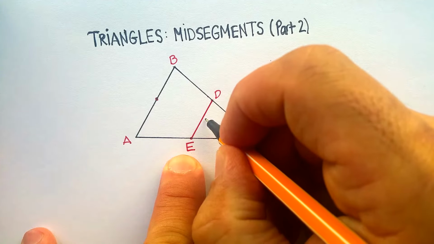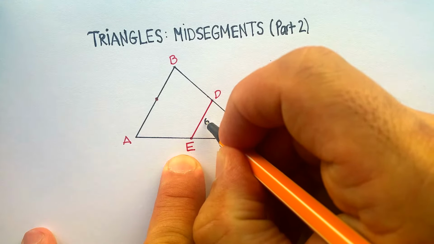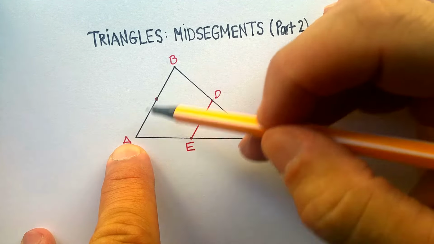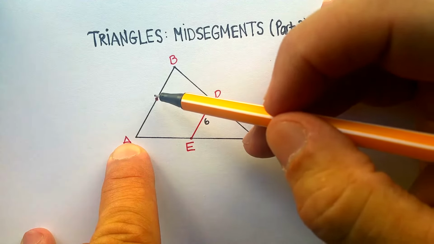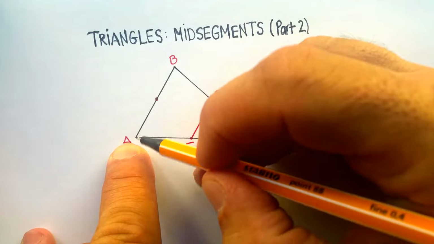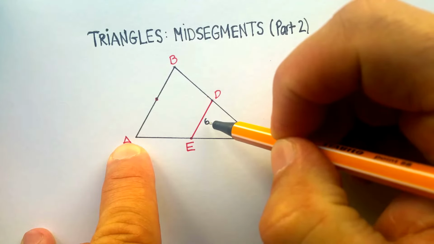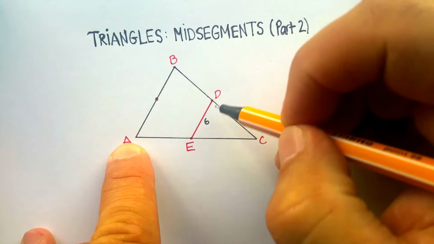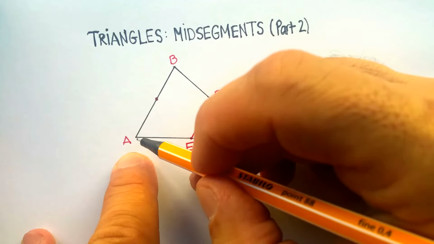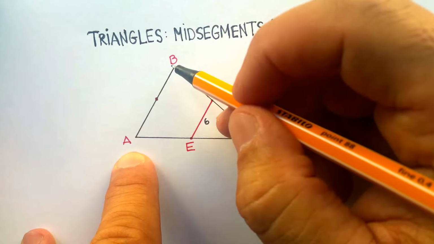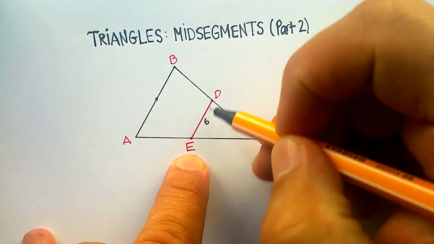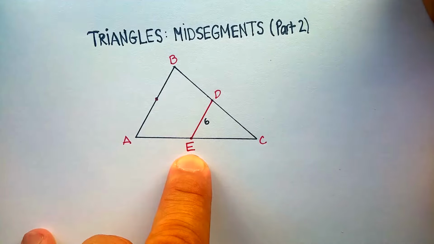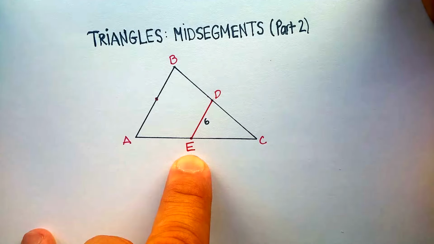If I connected those two midpoints, and I know what this length is, let's say it was 6, I can actually infer that the side that's not connected to the midpoints is actually twice the length of the connected midpoints, right? So AB would be 12 and DE would be 6. That was just one of the characteristics from a previous video.